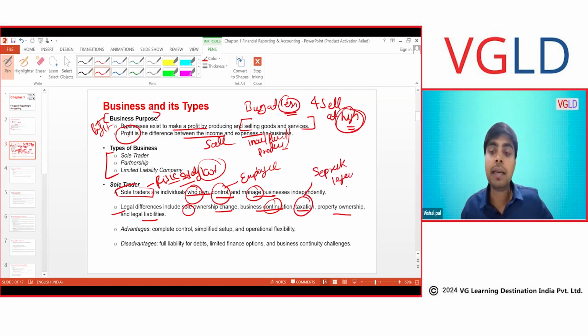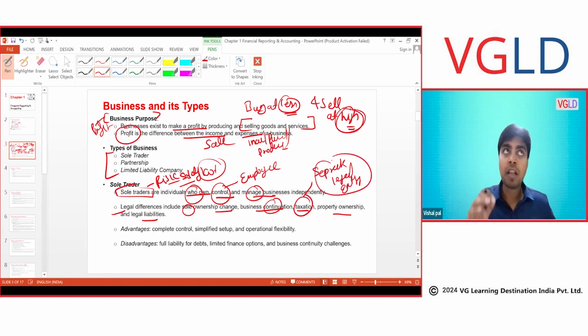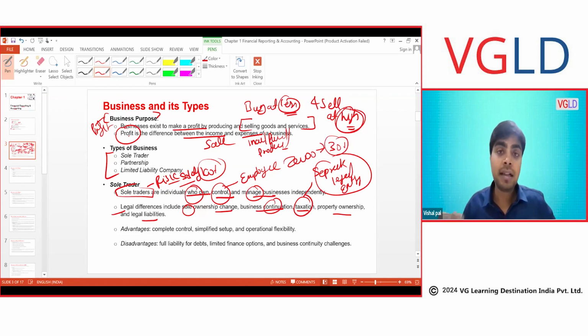What is a separate legal entity? We'll understand that in the company case. But just to give you some context, if a business makes 2 lakh profit, that 2 lakh will not be charged to the business, but will be charged to me. If there is a tax of 30% on that 2 lakh profit, I need to pay that tax from my own pocket. I will be personally liable.